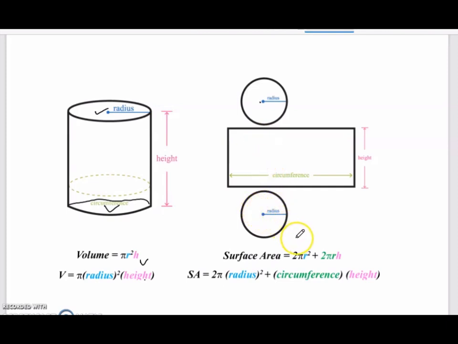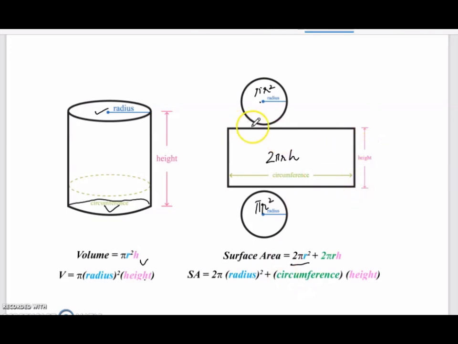So surface area of the cylinder will be 2 pi r square, because this is pi r square and this is another pi r square. We already know area of a circle, that is pi r square. So when you add these, you will get 2 pi r square plus 2 pi r h. That is this one. This is 2 pi r h.